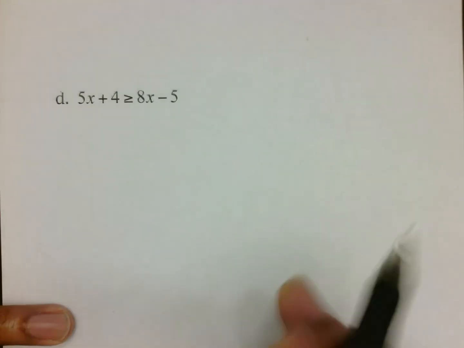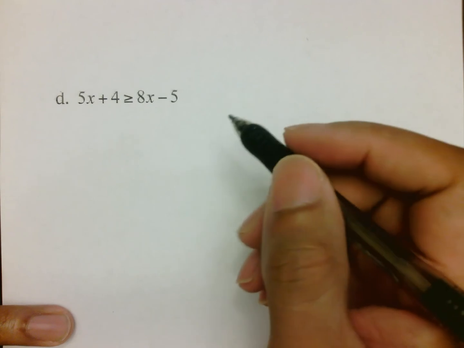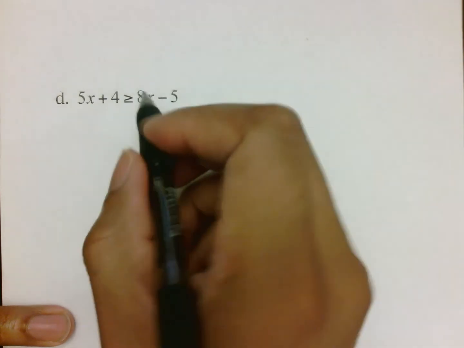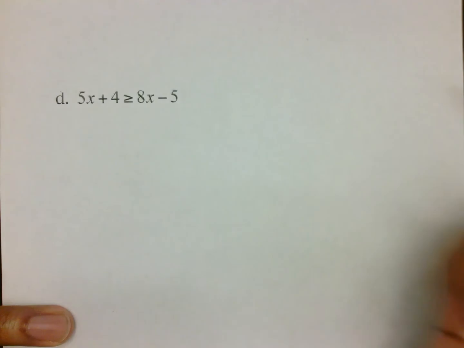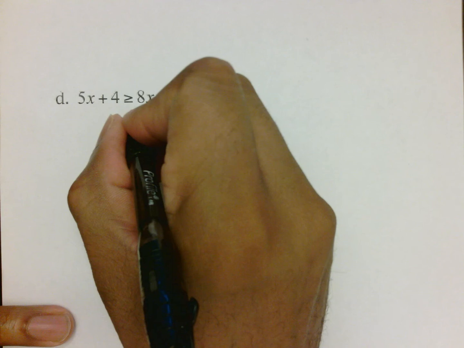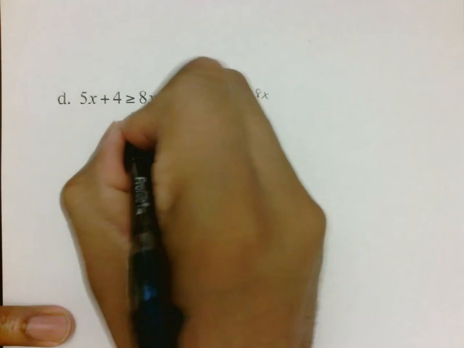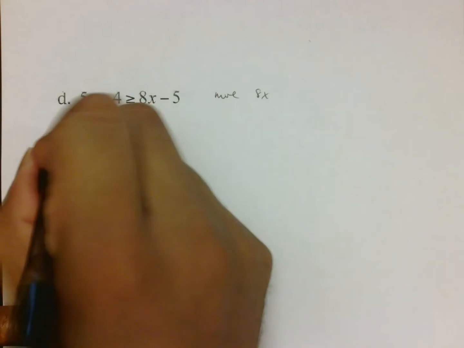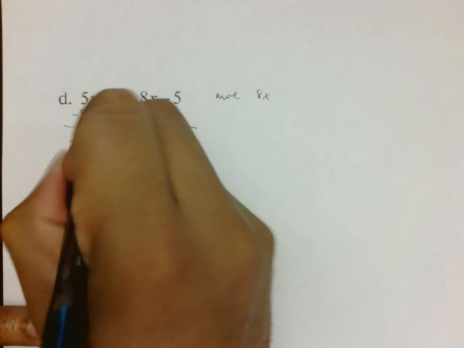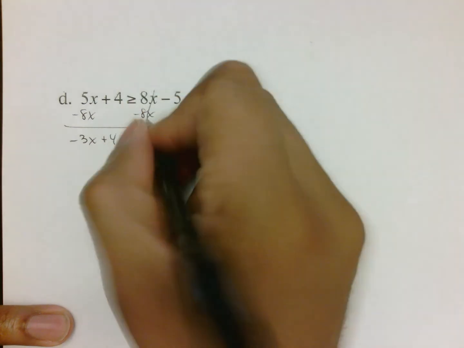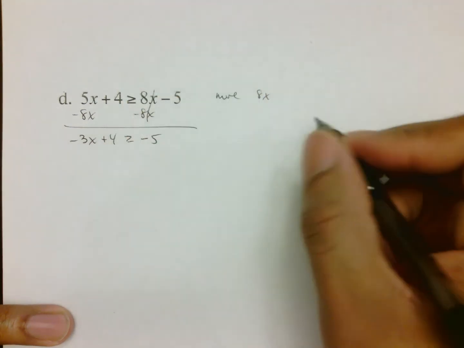Look at letter D. In letter D, because it has to be on the left, and you could do this in 2 ways, but because my variable has to be on the left, this is what I'm going to do. I am going to move the 8x, because 8x is eventually going to have to be over here anyway. 5x minus 8x is negative 3x plus 4 greater than or equal to, that goes away, negative 5.